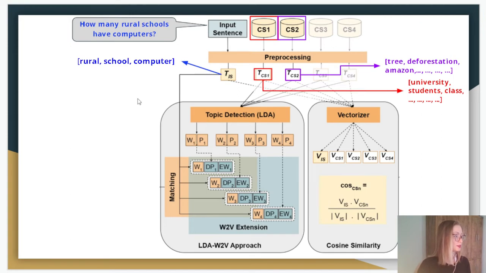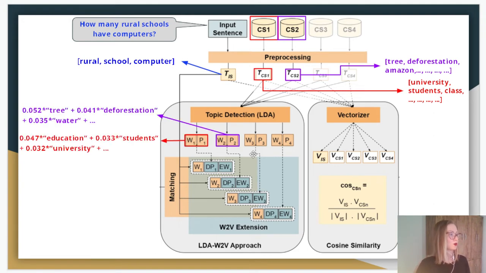Next, the input sentence and the candidate sources must be preprocessed to obtain the most relevant set of tokens from them. From the input sentence, the resulting tokens might be rural, school, and computer. From candidate source 1, which contains information on school census, the tokens might contain university, students, class, and many other words. And from candidate source 2, the tokens might contain words like tree, deforestation, Amazon, and many others.